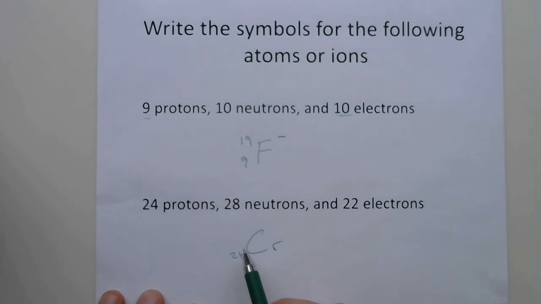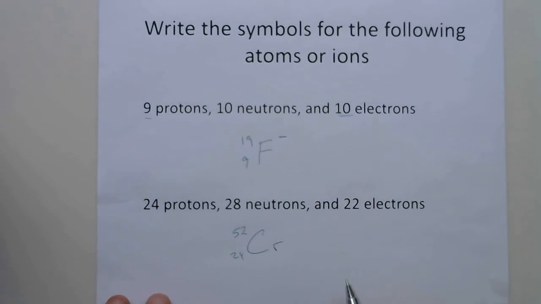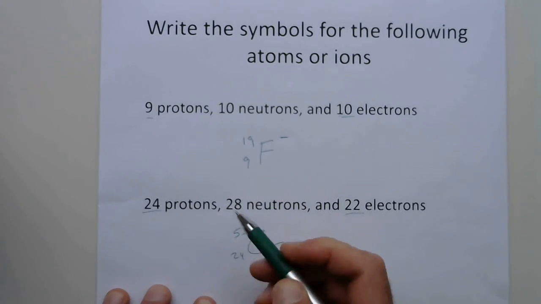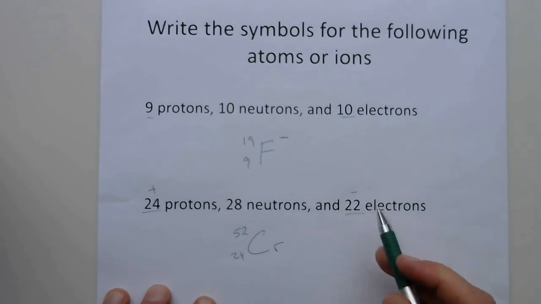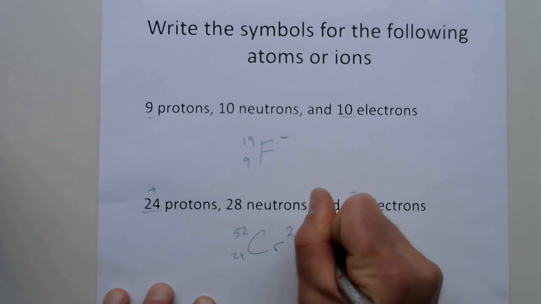All right, for our mass number, we'll add together the 28 neutrons plus 24 protons. Remember, they each have a mass of about 1 atomic mass unit. The electrons are almost weightless, so we won't really worry about those. And so our mass number is 52. And then our charge, if this is an ion, we have 22 electrons, 24 protons. So if you have 24 positive charges and only 22 negative charges, then you have 2 extra positive charges. So this has a charge of +2.